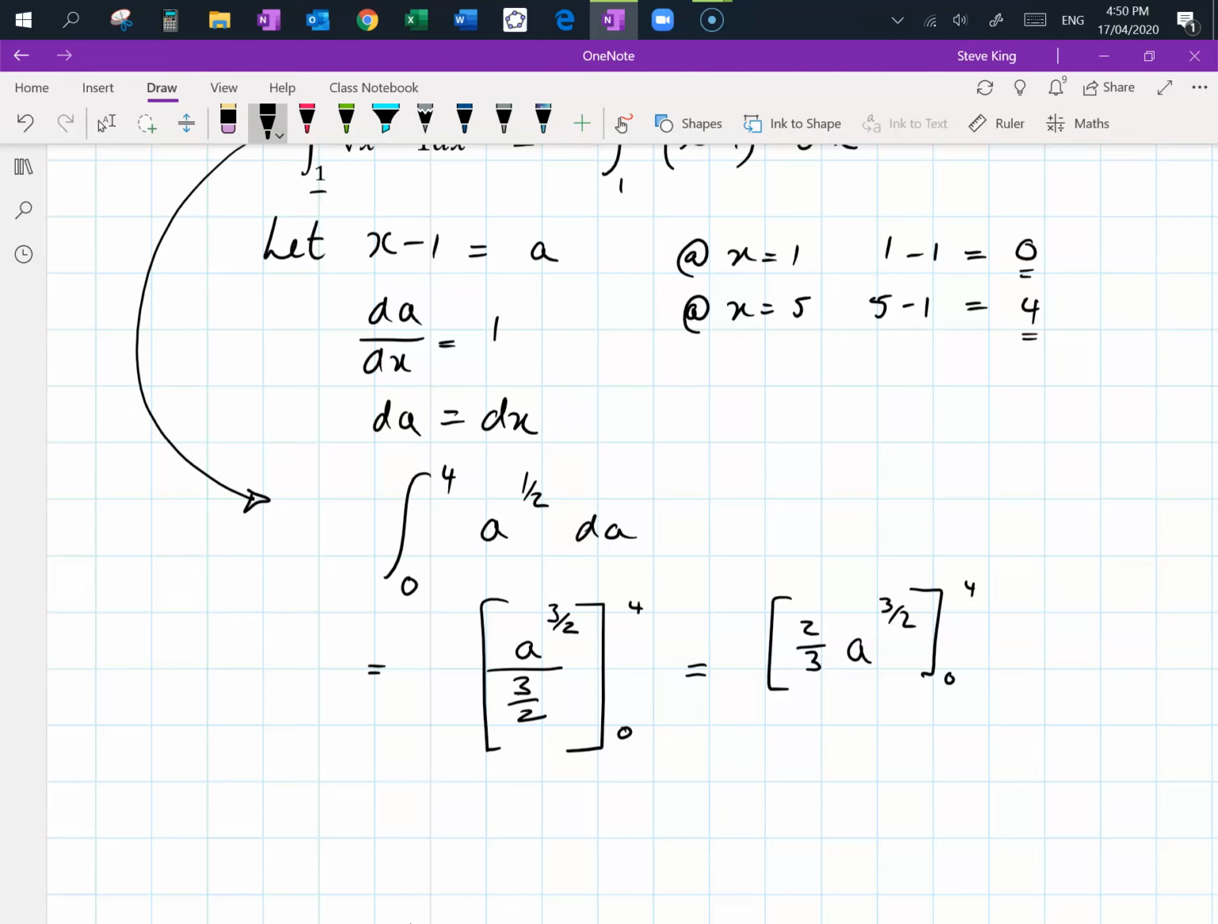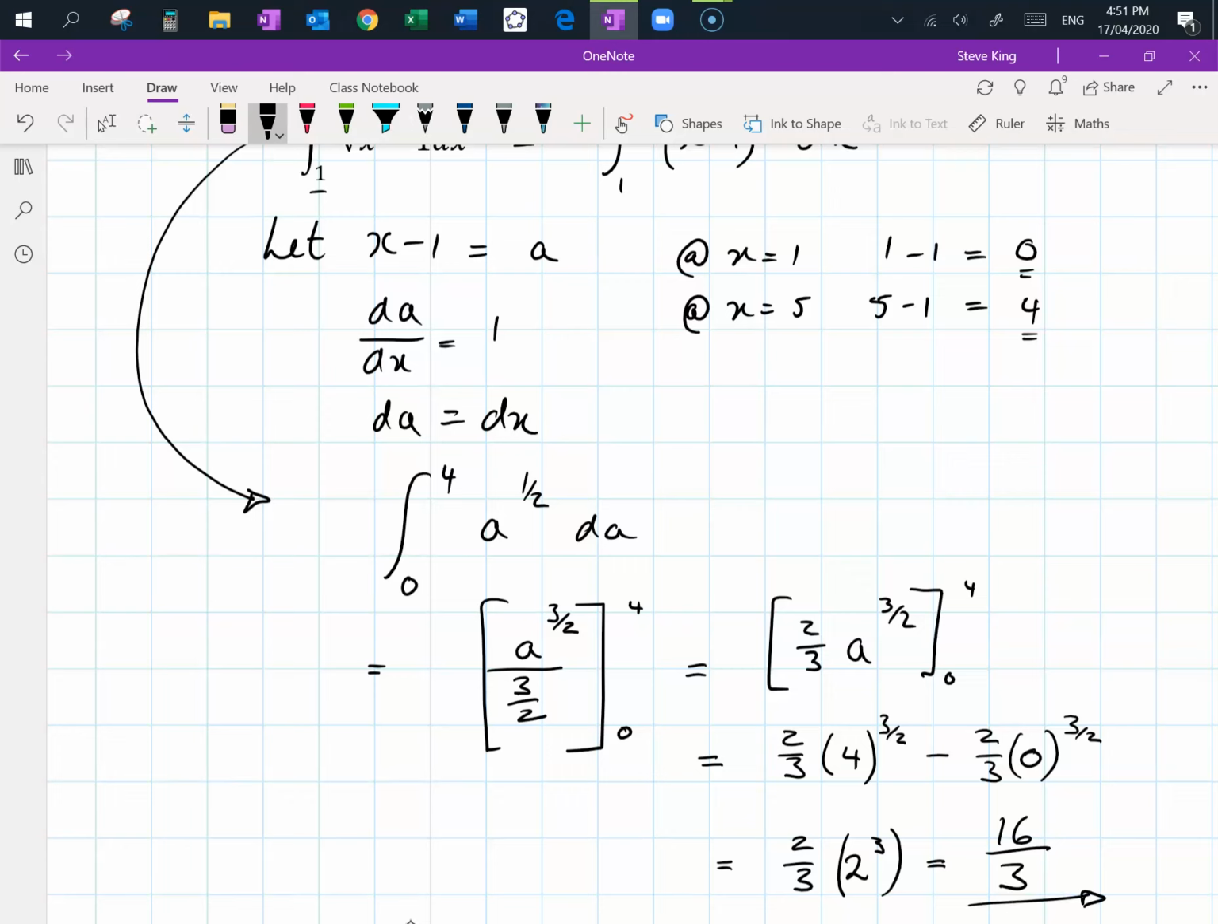And now, if I go and work that through, what have I got? I've got 2/3 times 4 to the power of 3 over 2 minus 2/3 times 0 to the power 3 over 2. And so this is going to be 2/3. 4 is just 2 squared, so 2 squared raised to the 3 over 2 is going to be 2 to the power 3. And so I'm going to get an answer of 16 over 3. And there is my integral.